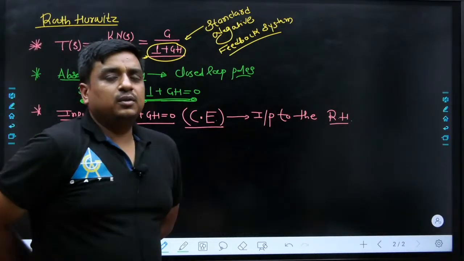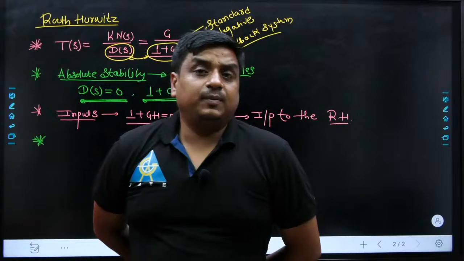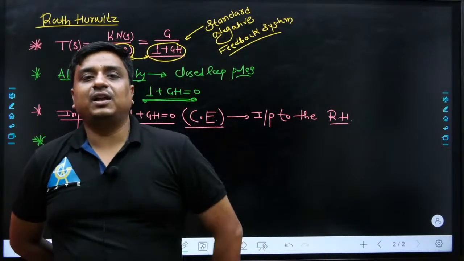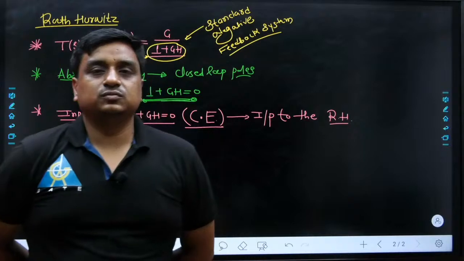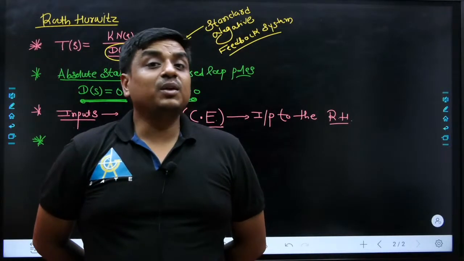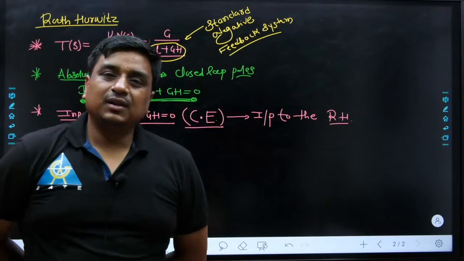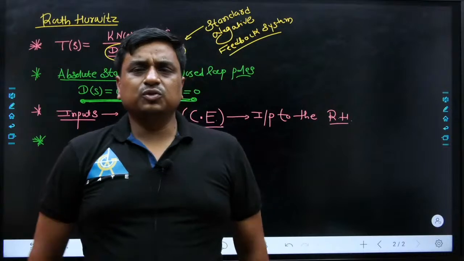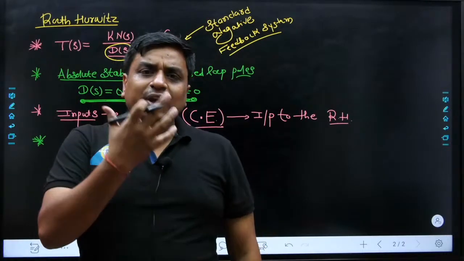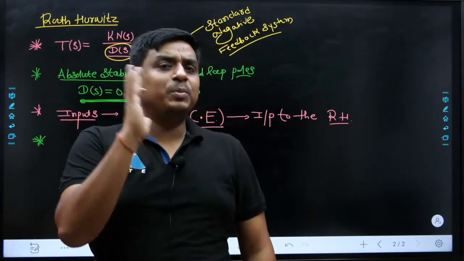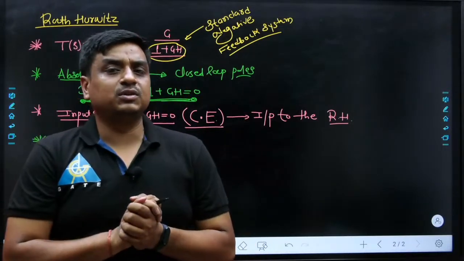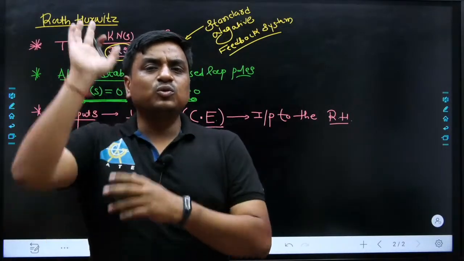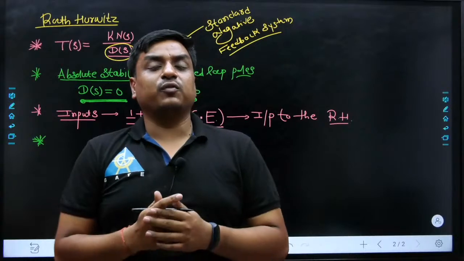Now one doubt comes to mind. Sir, if we have an algebraic equation like s square plus 2s plus 3 equals 0, or maybe s to the power of 3 plus 3s square plus 2s plus 9 equals 0, just by looking at the locations of the poles I would be able to understand whether the system is stable or unstable. So why do we use a new concept called ROUTH-HURWITZ?